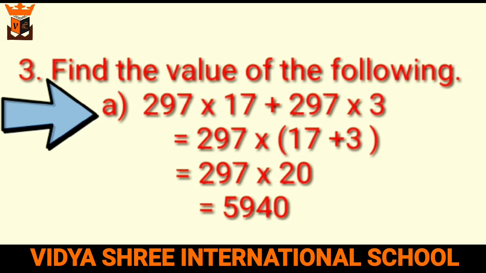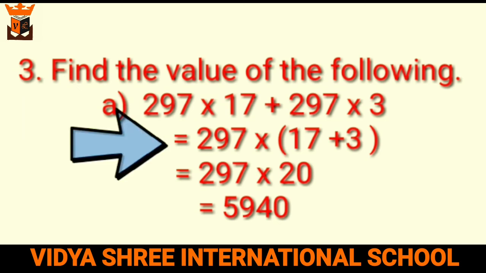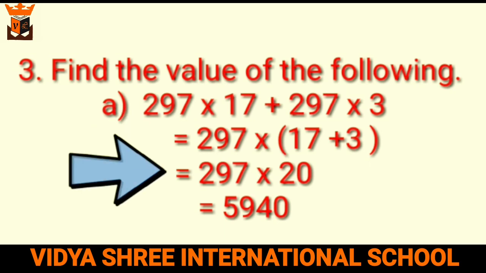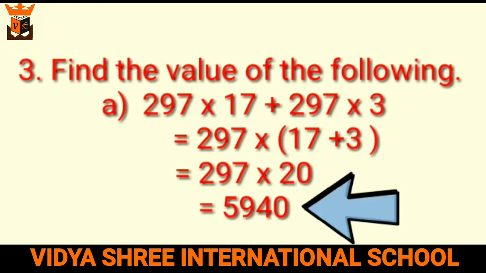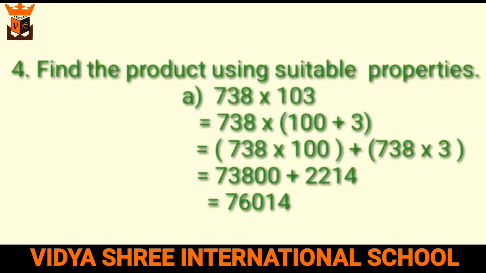Now the third question in your book is find the value of the following. First part is 297 multiply with 17 plus 297 multiply with 3. Here you can see 297 is repeated 2 times. So we can take out 297 common and then we can group the numbers 17 and 3. After adding 17 and 3 we will get 20 and then we will multiply with 297. Answer we will get 5940.